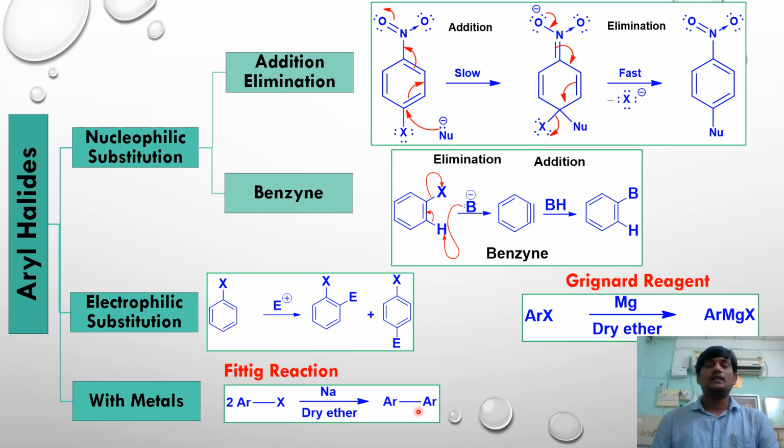And they also react with alkyl halide in the presence of sodium dissolved in dry ether, and there is formation of a C-C bond between an aryl group and an alkyl group. In the case of the Wurtz reaction, there is a C-C bond formation between two alkyl groups. In the case of the Fittig reaction, there is a C-C bond formation between two aryl groups. In the case of the Wurtz-Fittig reaction, there is a C-C bond formation between an alkyl group and an aryl group.